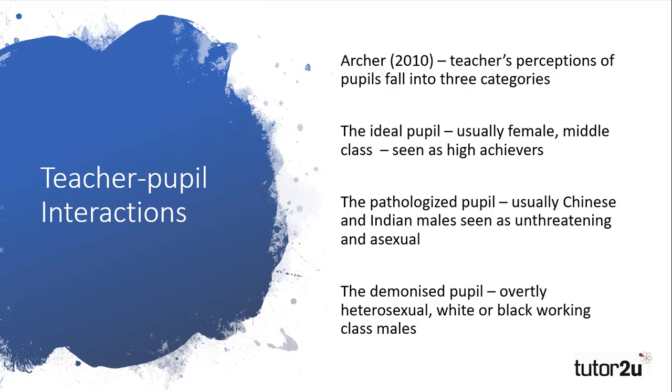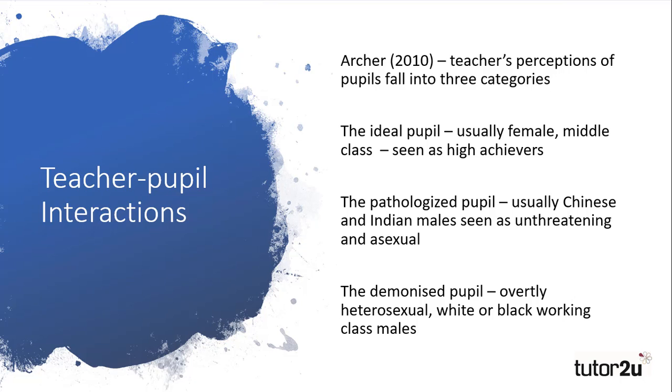In terms of teacher-pupil interactions, Archer's research into how a teacher perceives their pupils is often linked into in-school processes that shape ethnic experiences of education, but it can also be used to explain the way in which students' sexuality and consequently their gender identity is shaped by teachers' interactions. Archer suggested that teachers perceive students in three categories. First, the ideal pupil, heterosexual but not overtly so, usually female and middle class.